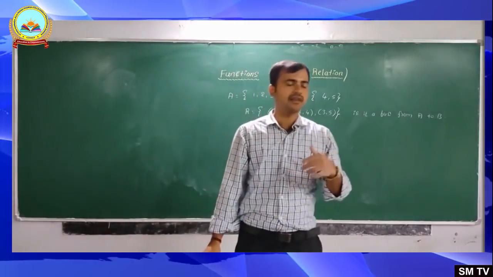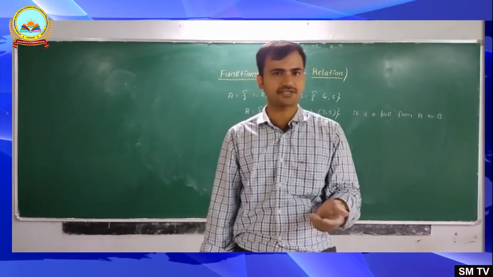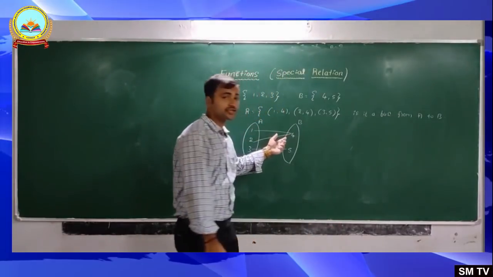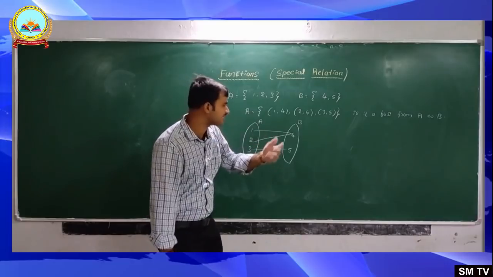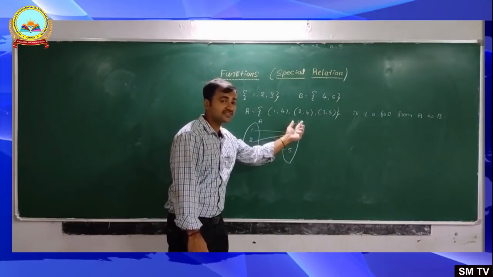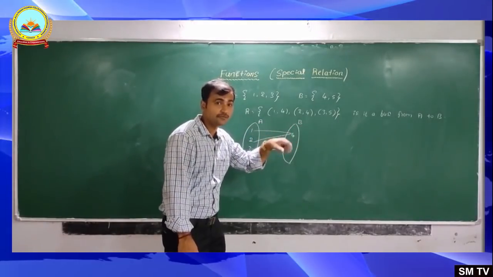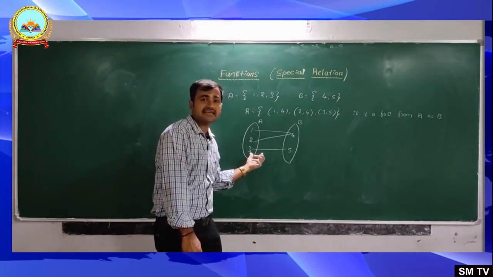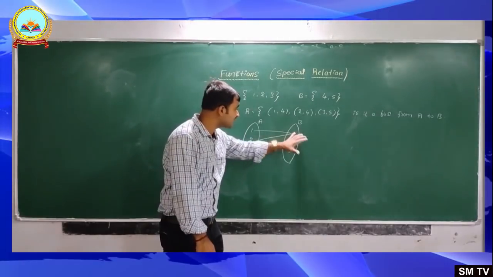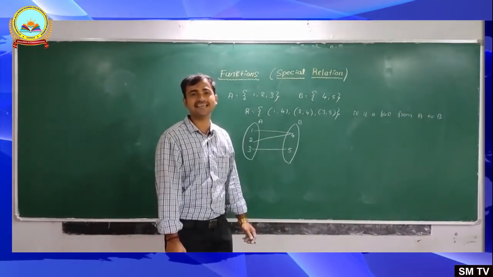Now let me again move back to my definitions. A relation is a function if every element of set A, more precisely, a relation from A to B is called a function from A to B if every element in set A is uniquely associated with an element of set B.